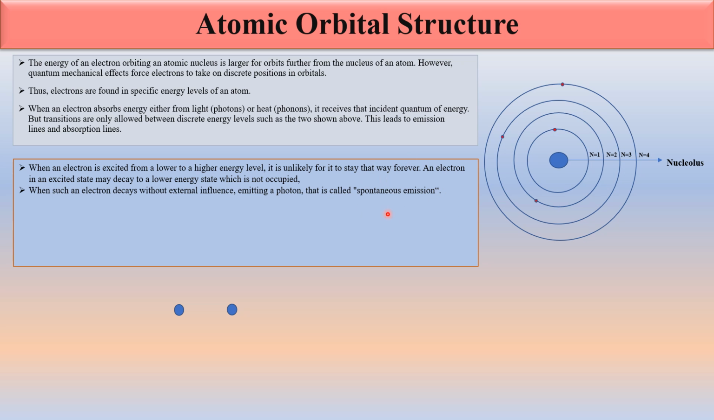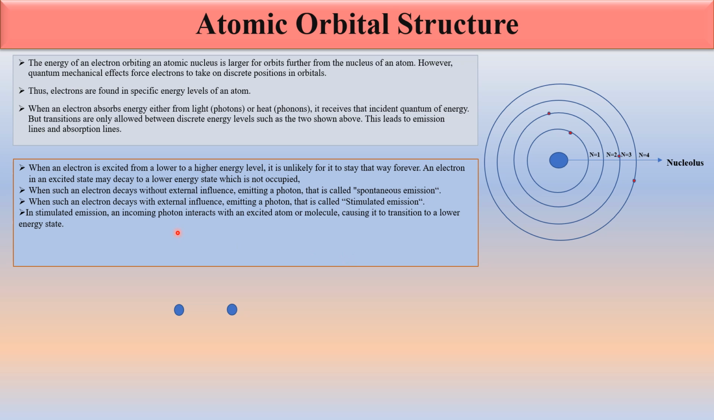It means the emission is not caused by any other force. When an electron decays with an external influence, emitting a photon, that is called stimulated emission. It means when the electrons move from a higher energy state to a lower energy state under the influence of another photon, an incoming light photon, then this emission is called stimulated emission.